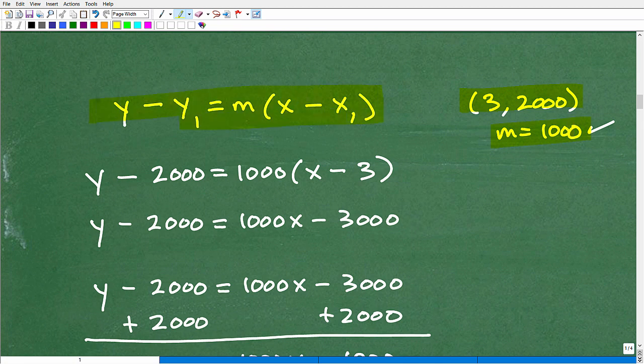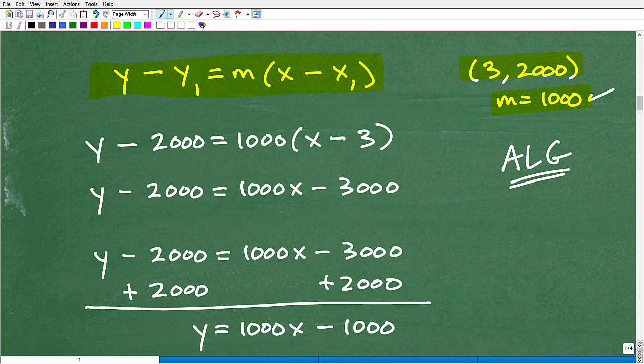And I can use my trusty friend here, the point slope formula, to find the equation of the line. What am I doing right now? I'm doing a bunch of algebra. So if you don't get this, no problem. I'm just making a point that, hey, yes, algebra is in business. So let's go ahead and find the equation of a line that has a slope of 1,000 and passes through the point 2,000. So I'm going to plug in my 2,000.